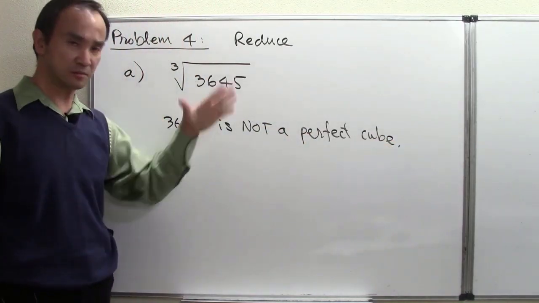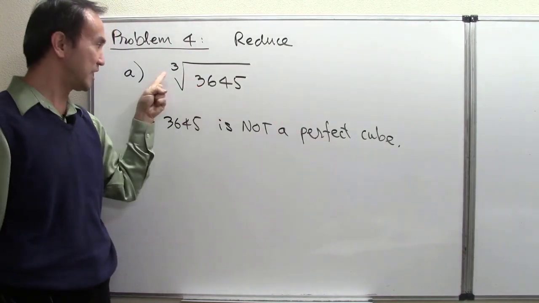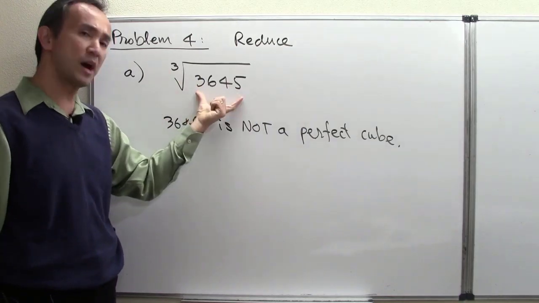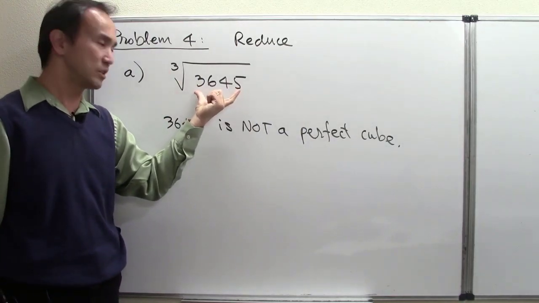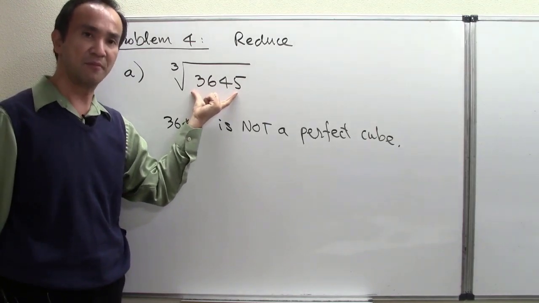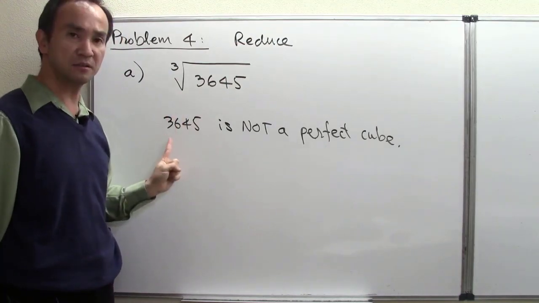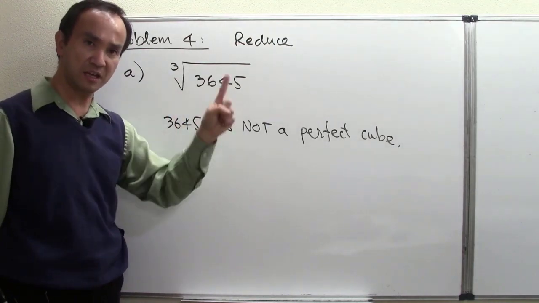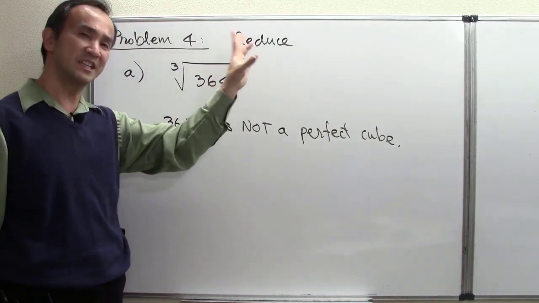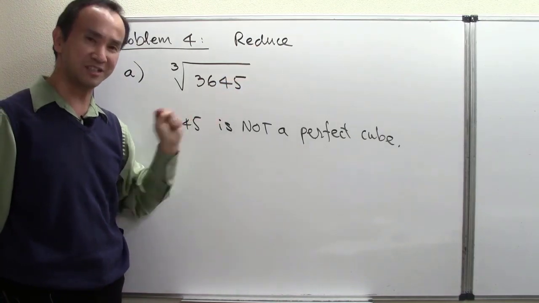Because the only method we know so far is, anytime we're taking an nth root, say for example here a cube root, we try to see how we can express our value as a perfect cube or a perfect nth power. But sadly, it's not. 3,645 is not a perfect cube. So that's the reason why you can see the intention of the problem here: we are asked to just simply reduce the root.